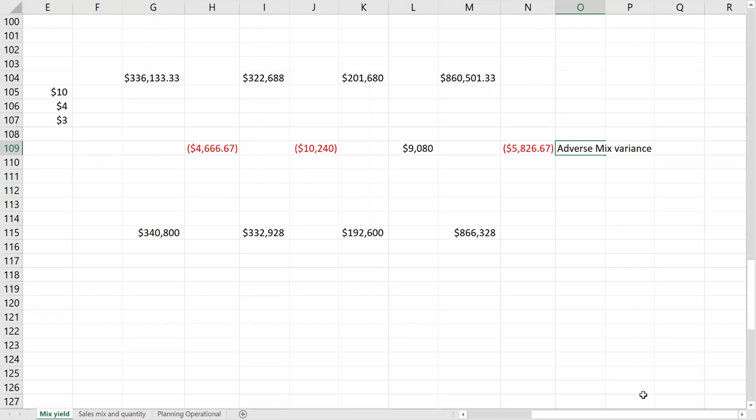So before you answer a question, this should be clear. If you use more expensive material, then your mix should be adverse. Okay? If you use more cheaper material, then your mix will be favorable. Okay?